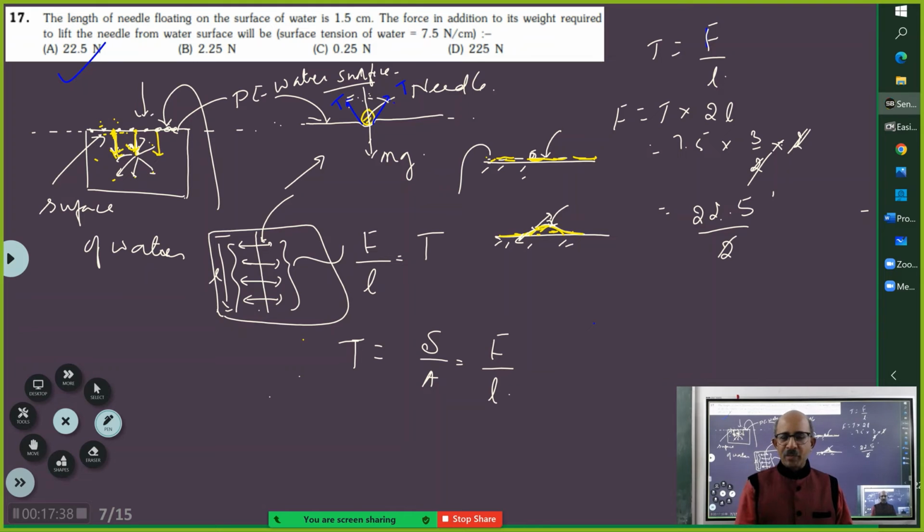If you draw the diagram, you will get it.